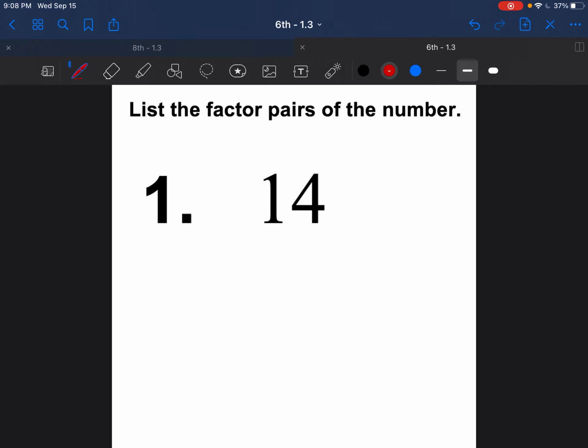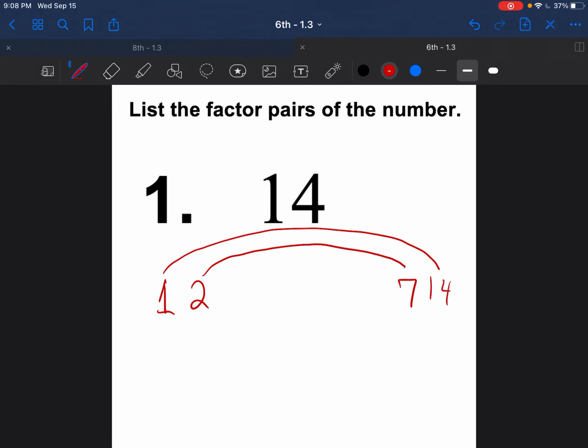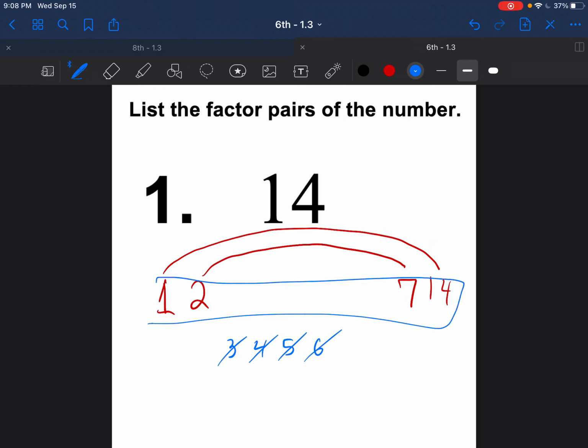Well, there's an easy way to do that. I'm going to write the number 1 here. I'm going to write the number 14 here, because I know 1 times 14 is 14, right? What's another number? Does 2 go into 14? Yes, it does. 2 times what number will give me 14? 2 times 7. So 2 times 7 will also give me 14. Does 3 go in there? Nope. Does 4 go in there? Nope. Does 5 go in there? Nope. Does 6 go in there? Nope. So it looks like the only factor pairs for this problem are right here.